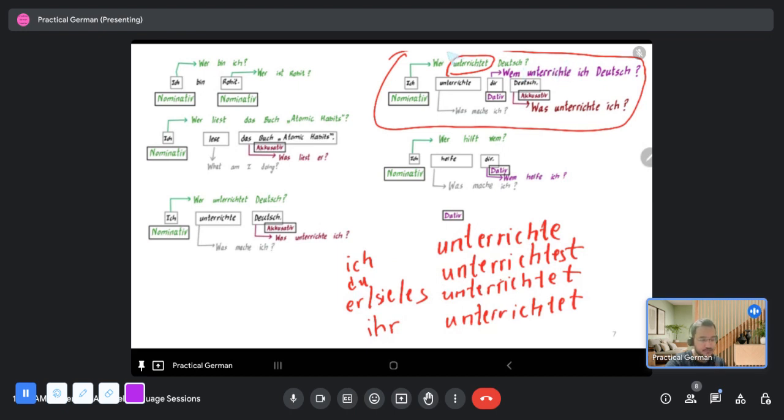Okay, let's start with this one. Wer unterrichtet Deutsch? Here, what is the subject? Wer. In terms of party: first party, second party, third party. It's definitely not first party, right? Is it second party? No, right? It's actually a third party, like third person. That's why you have to use unterrichtet, right? We are asking who, like who is that? Not me, not you, someone else, third person.